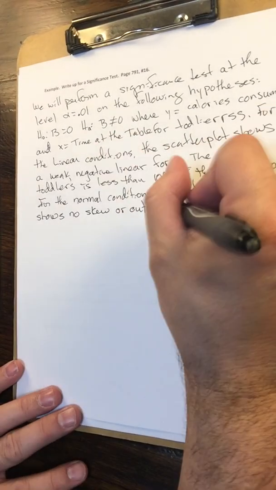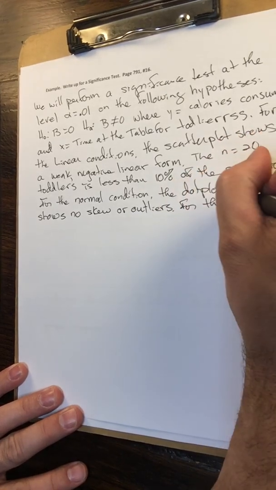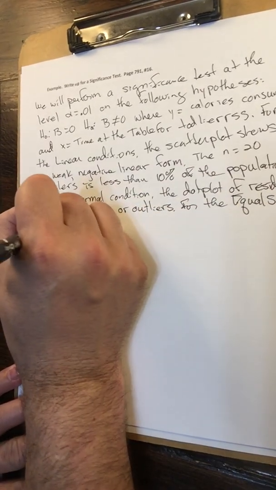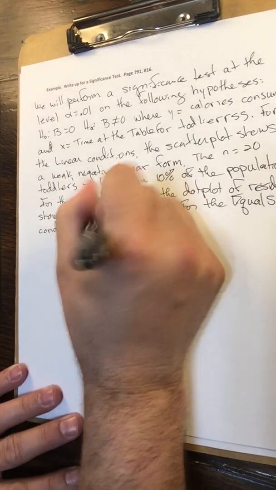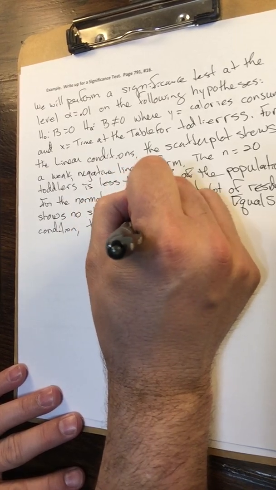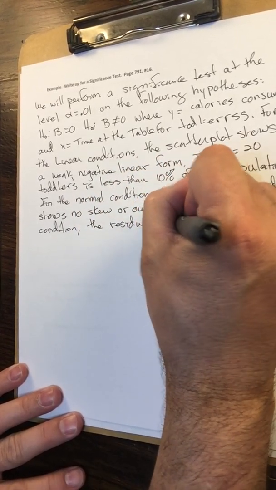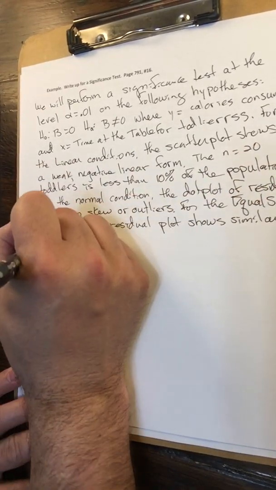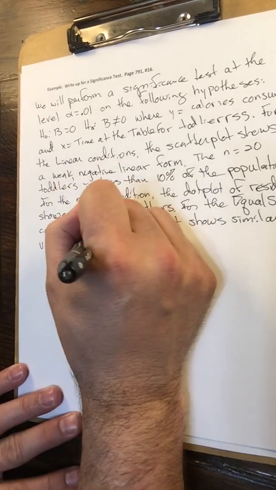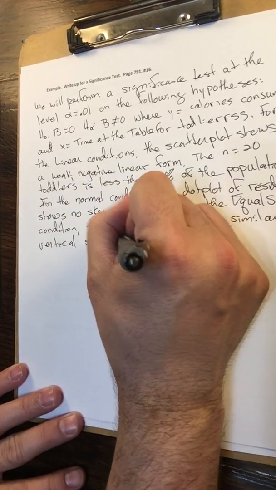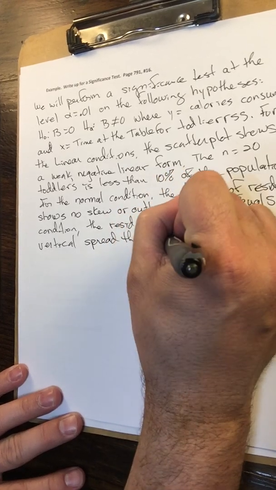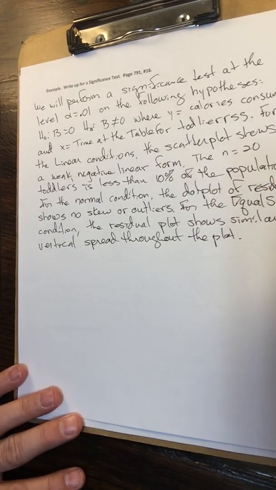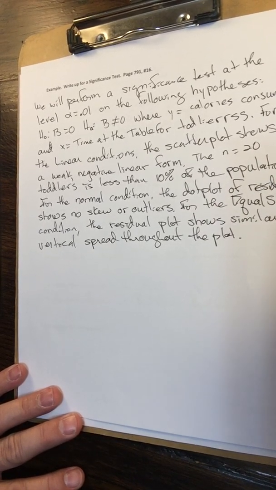LINE, I'm on E, equal variances. For the equal SD, standard deviation condition, the residual plot shows similar vertical spread throughout the plot. Okay, and then we got one more, random. We had a random sample of these 20 toddlers.